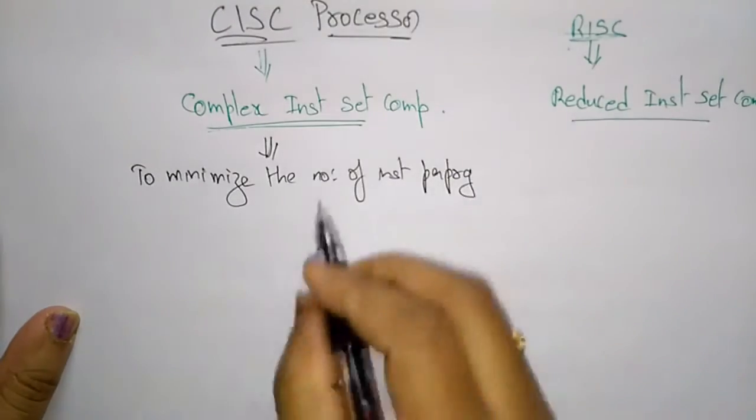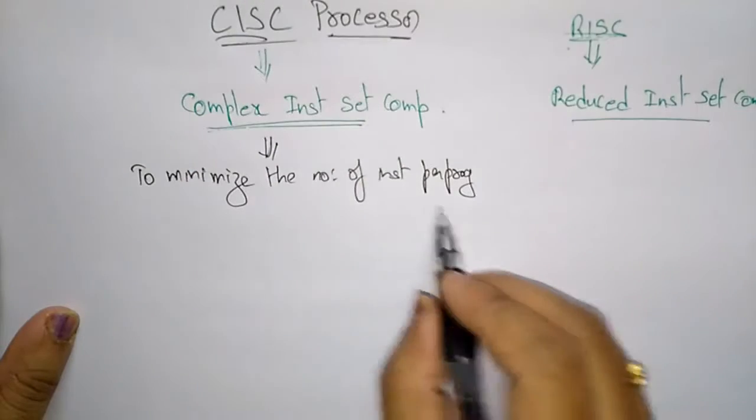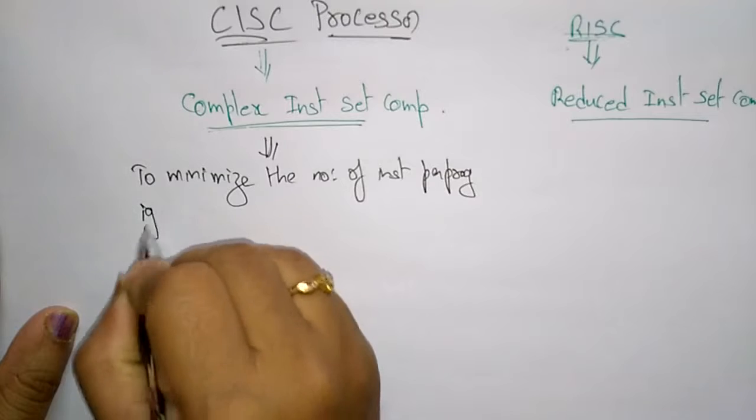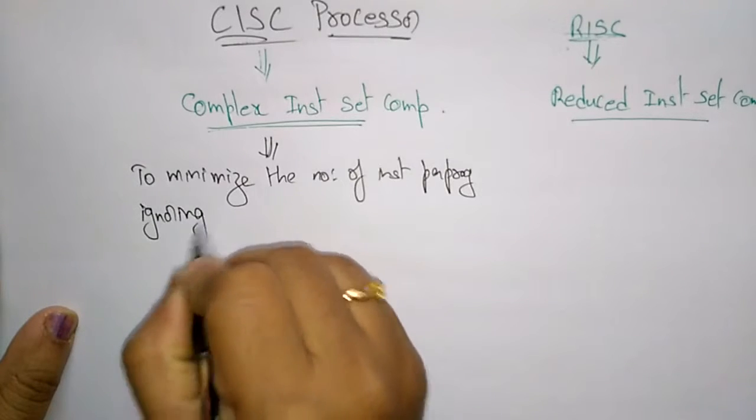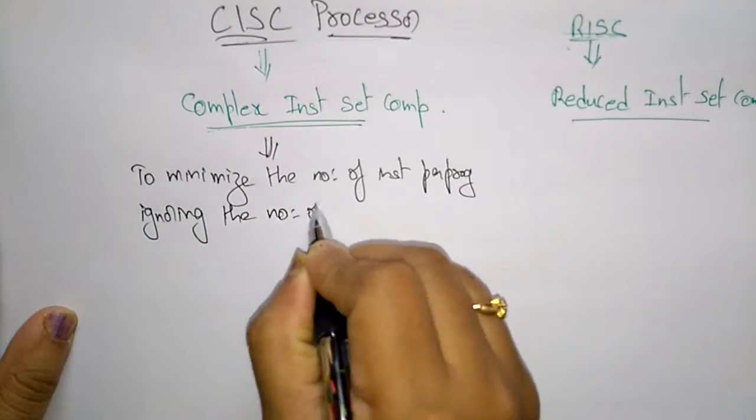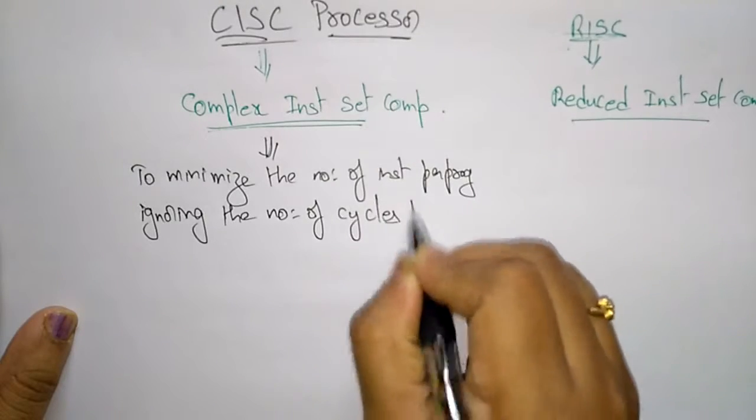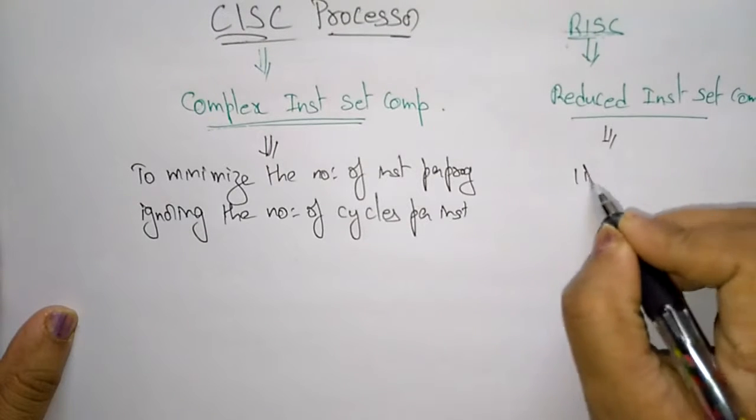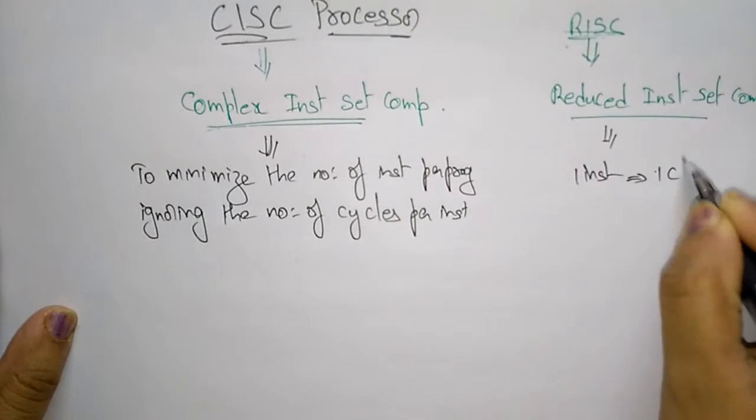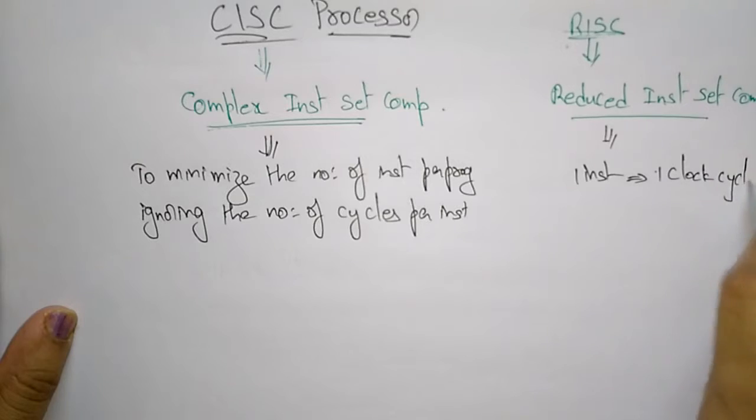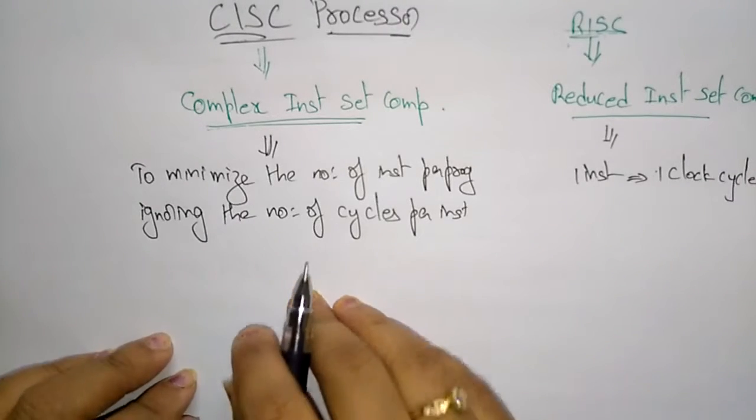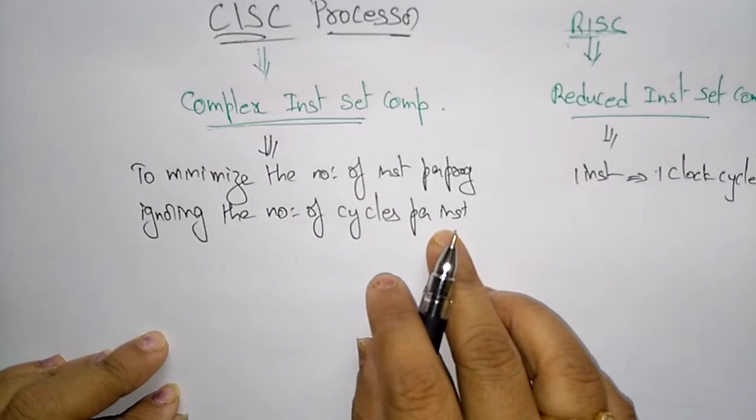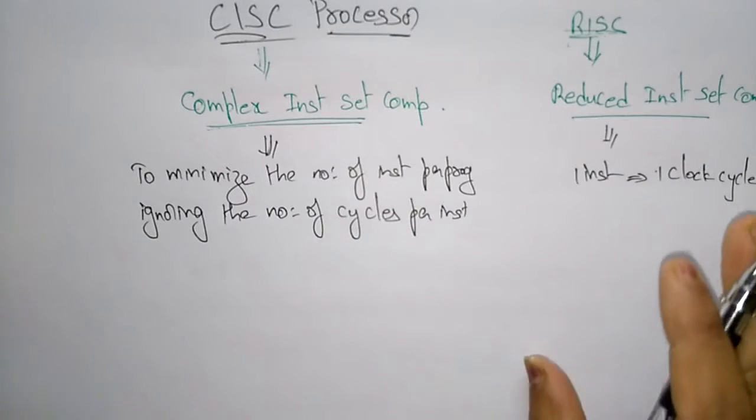So the main use of the CISC processor is to minimize the number of instructions per program, ignoring the number of cycles per instruction. Whereas in RISC, one instruction will execute in one clock cycle. So here in a complex instruction set, it is designed to minimize the number of instructions per program and also it ignores the number of cycles per instruction.